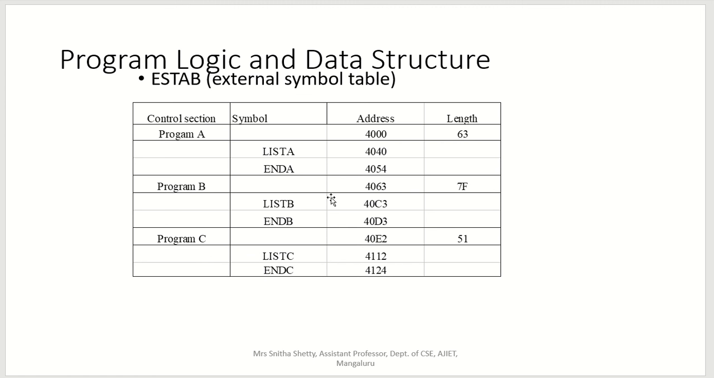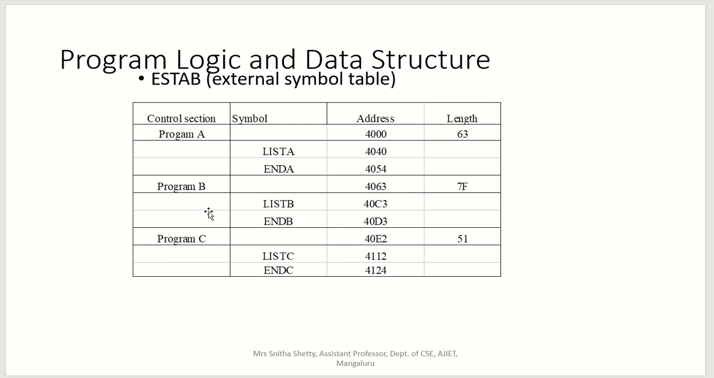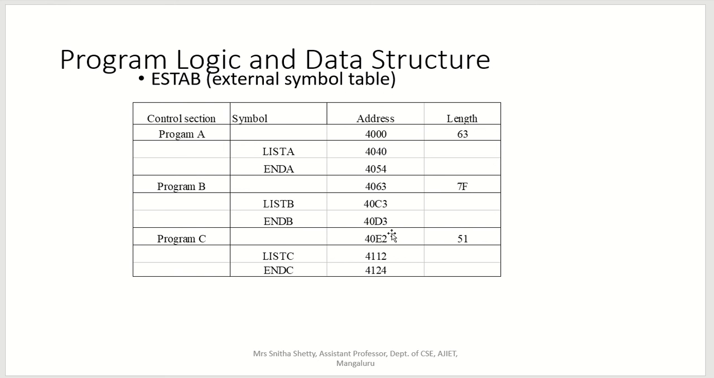Look here in program A. End A is 0054. So 0054 plus 4000 gives 4054. Similarly end B. Where is end B in program B? End B is at 0070. You add 0070 to 4063 and you will get 40D3. Similarly, end C is obtained: 0042 plus 40E2 gives 4124.